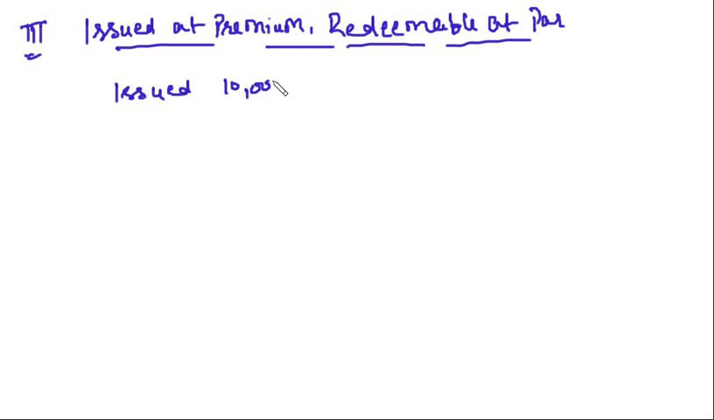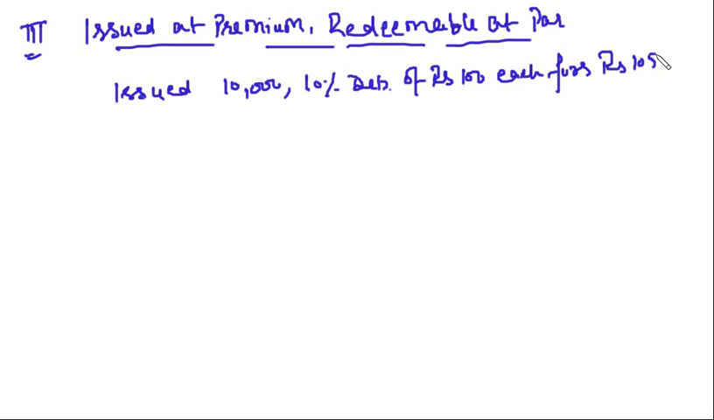Issued 10,000 10% debentures of 100 each for rupees 105, right? Redeemable at rupees 100. What is the entry for issue?